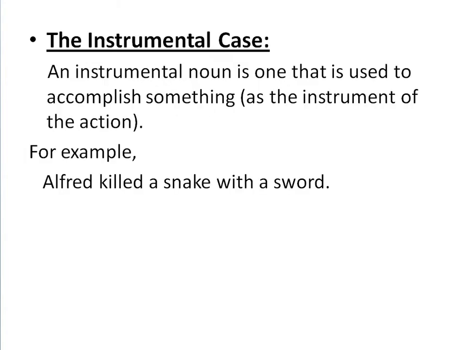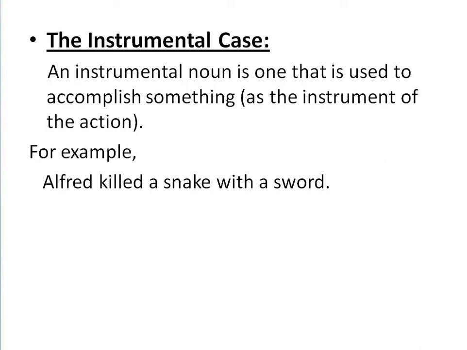The instrumental case. So what is the instrumental case? In English grammar, an instrumental noun is the one that is used to accomplish something as the instrument of the action. So an instrumental is something by which something is done, any instrument, like I wrote a letter to Aisha with a pen. So here pen is an instrument with the help of which the action of writing has been done.